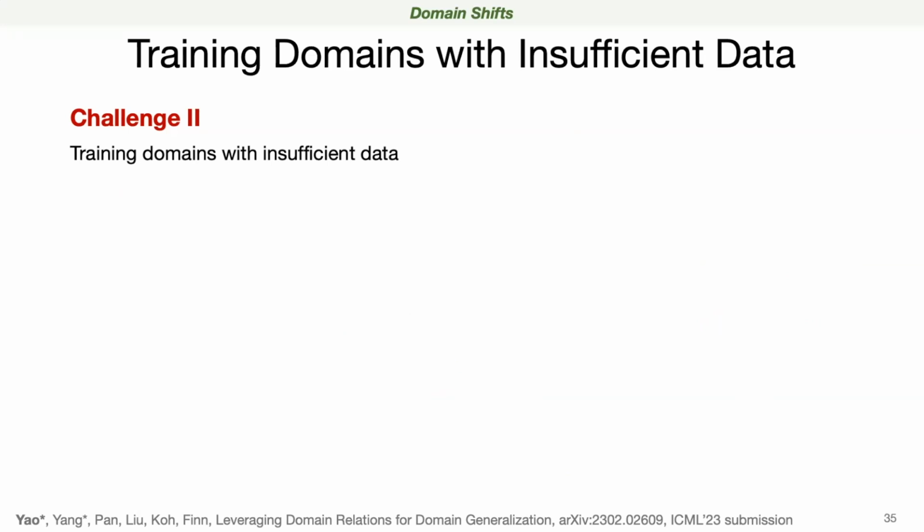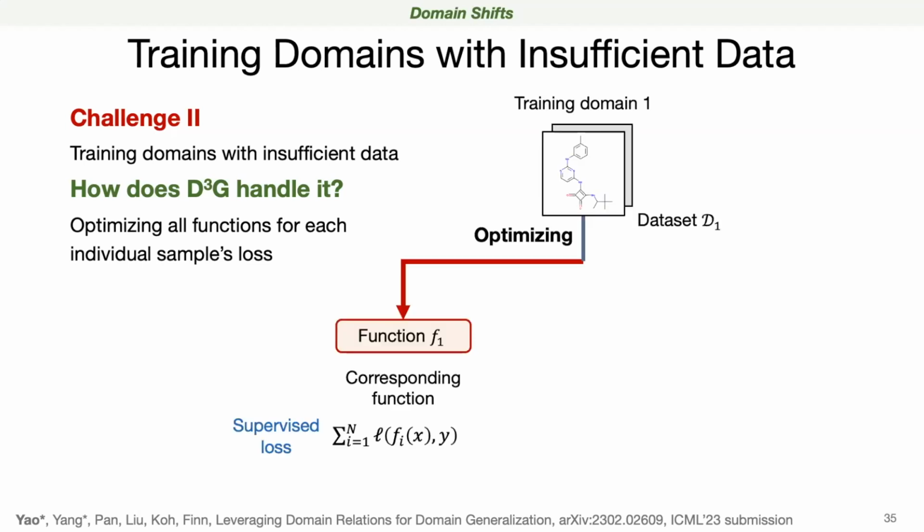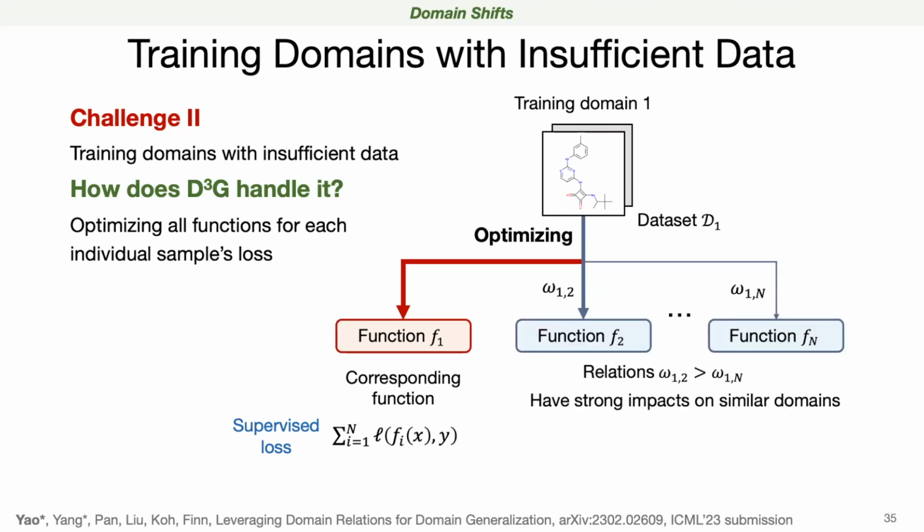In terms of challenge 2, the training domains only have limited data, which is not enough to train a good model. So we resolve it by optimizing all functions for each individual sample loss. Basically, we have the training domain 1. We will use the data from training domain 1 to optimize its corresponding function, which is function F1, using this supervised learning loss. And we also want to use training domain 1 to optimize other domain-specific functions. But it is unreasonable to use quite irrelevant information to optimize other domain-specific functions.